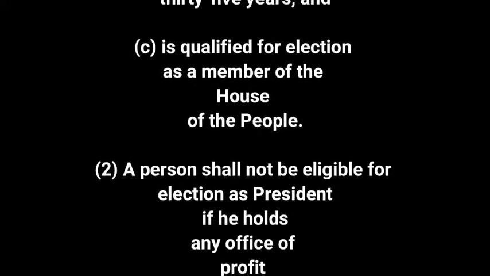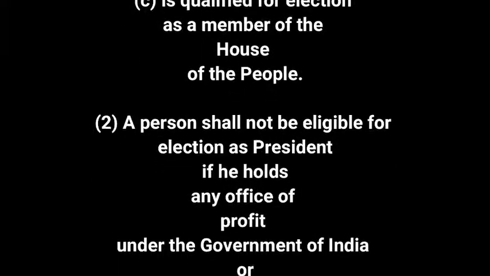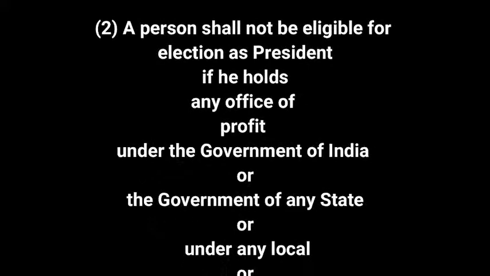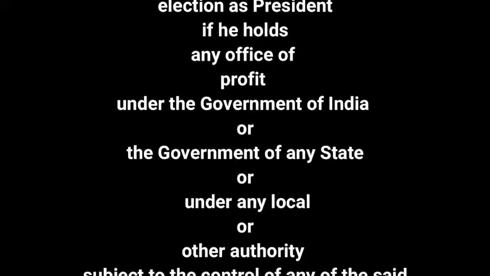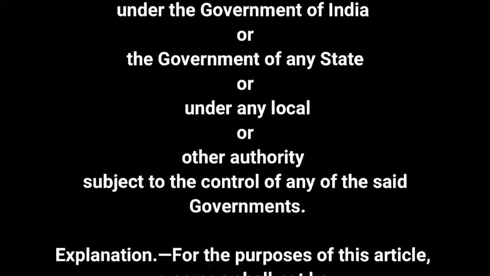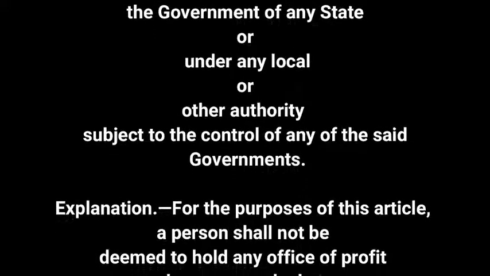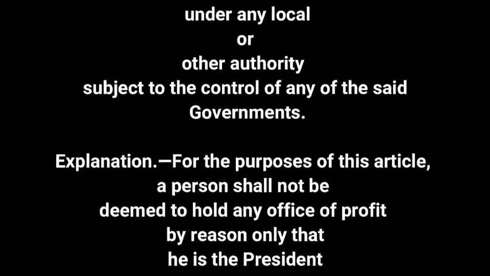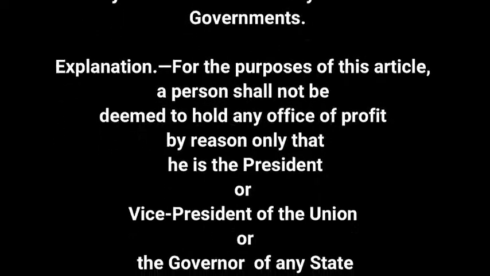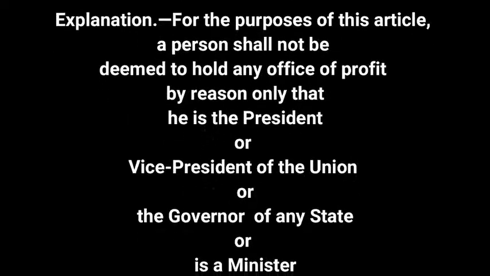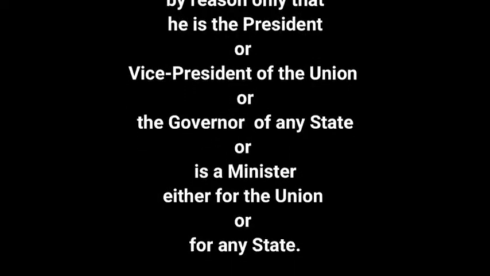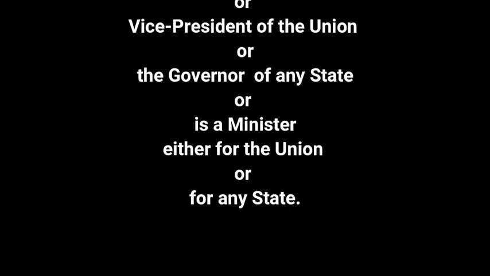2. A person shall not be eligible for election as President if he holds any office of profit under the Government of India, or the Government of any state, or under any local or other authority subject to the control of any of the said governments. Explanation. For the purposes of this article, a person shall not be deemed to hold any office of profit by reason only that he is the President or Vice President of the Union, or the Governor of any state, or a minister either for the Union or for any state.